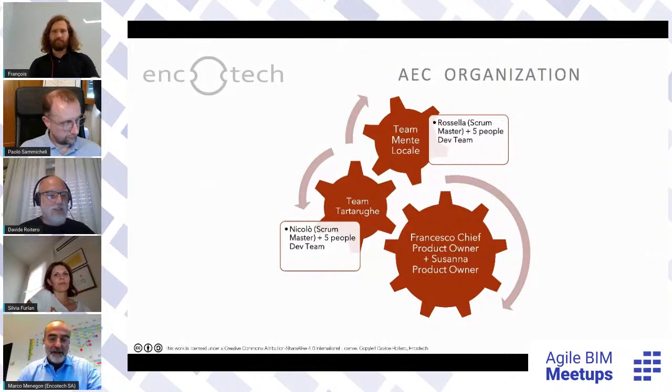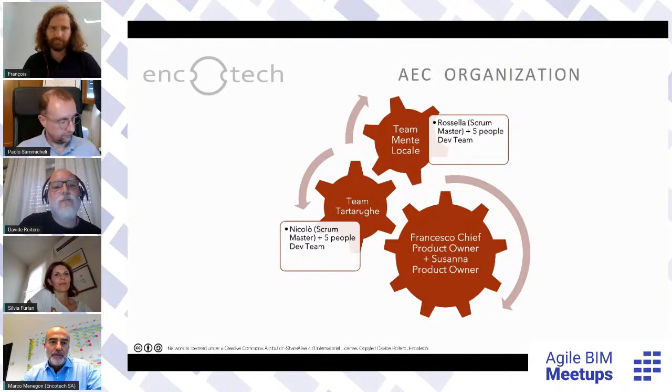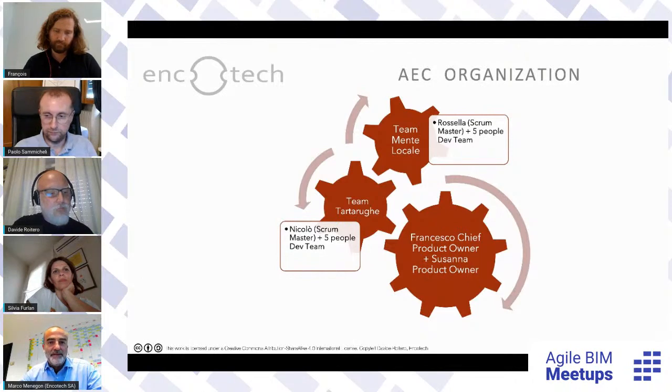So after some experiments, this is our simple AEC organization that responds to the board of directors. We have two levels of product owners: one chief product owner, Francesco Ricci, the director of the company, who knows and interacts with almost every client, and another product owner, Susanna, with a more operative interaction with clients and more familiarity with boards, backlog and stories and so on. Then we have two teams, called Mente Locale and Tartarughe. The teams themselves chose their names, with Rossella and Nicolò as Scrum Masters of the respective teams.